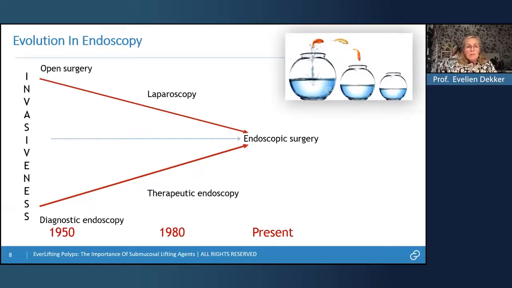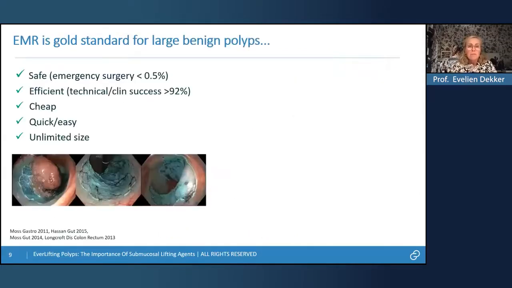In the past years, a large evolution has happened in endoscopy, whereas the surgeons have moved from invasive surgery, open surgery, to laparoscopy, and now even endoscopic surgery. We have moved the other way around. We have moved from diagnostic endoscopy to more and more therapeutic endoscopy, and now I would say we perform endoscopic surgery as well. So we are meeting as others as surgeons and endoscopists.